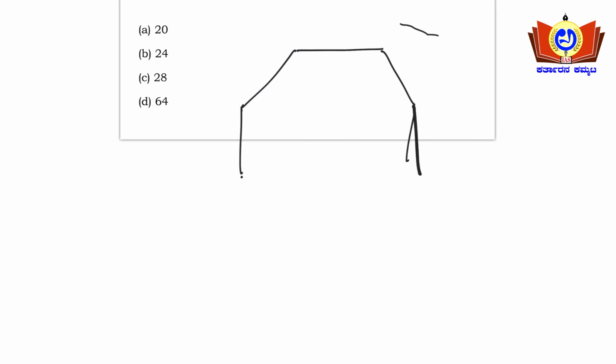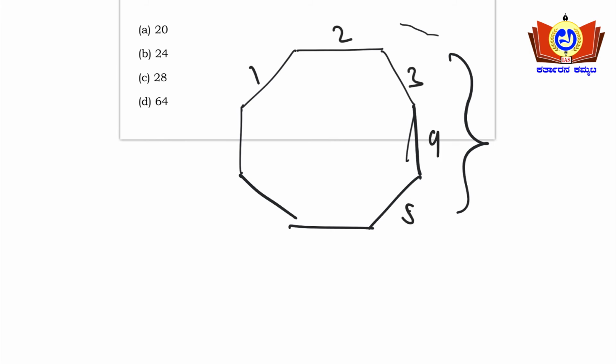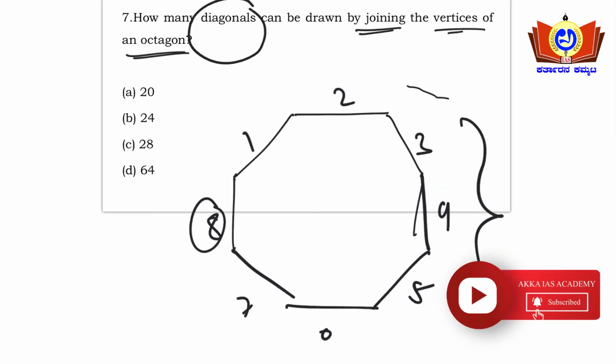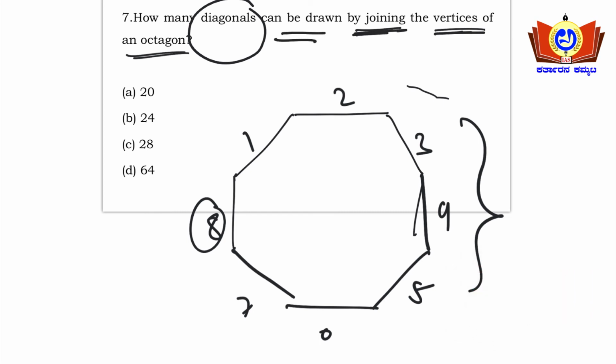So this will be an octagon here. So this is an octagon here. So 1 2 3 4 5 6 7 and 8. So 8 sides are there for an octagon, my dear friends. Okay, so the question asks how many diagonals can be drawn by joining the vertices of an octagon.